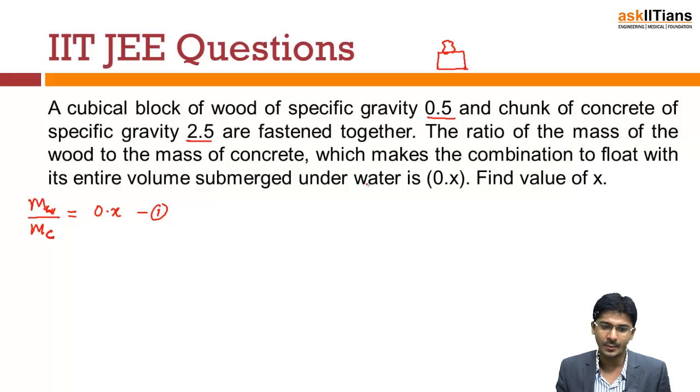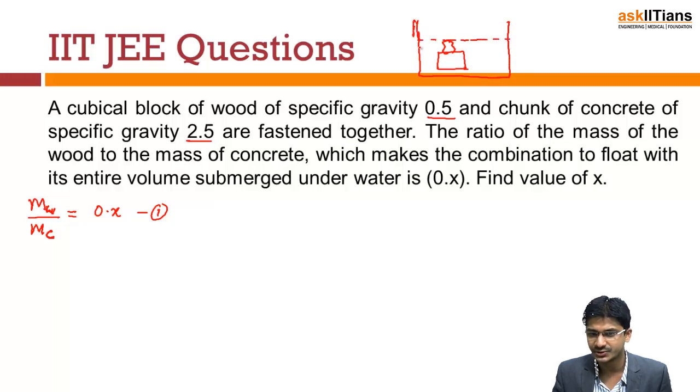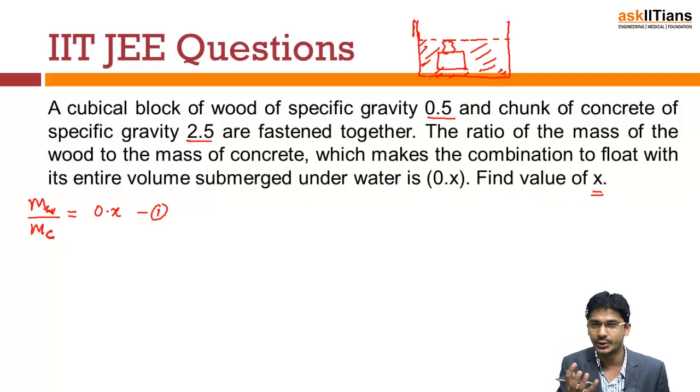Now which makes the combination float with its entire volume submerged under water. It means when you put it in water with its entire volume submerged like this, it is floating. That's given to you. You have to find the value of this x. Now if this entire volume is submerged and is floating, applying Newton's law, what we know is that the buoyancy force acting upward is balanced by the weight, because it's floating. So the net force is 0.